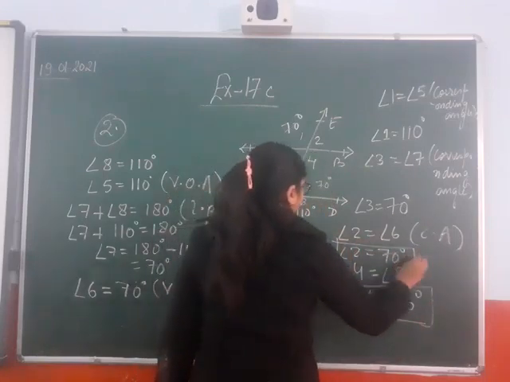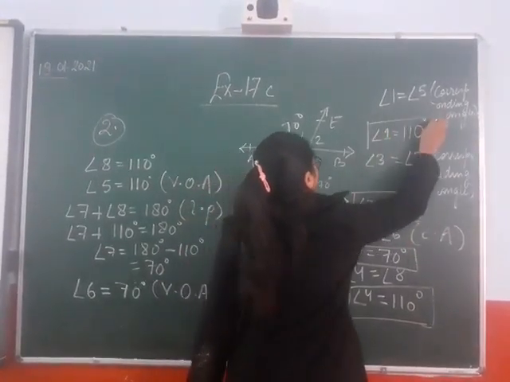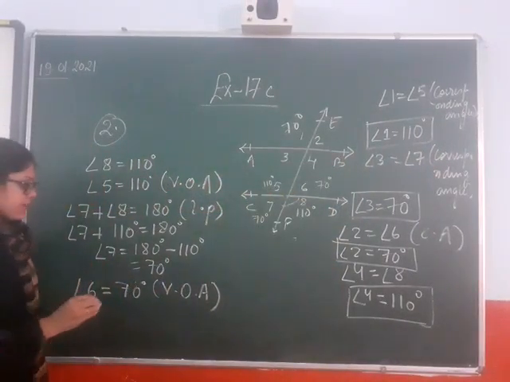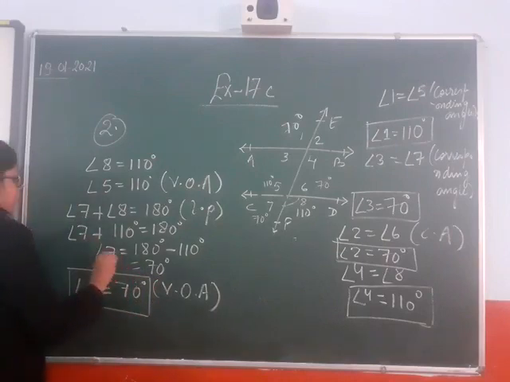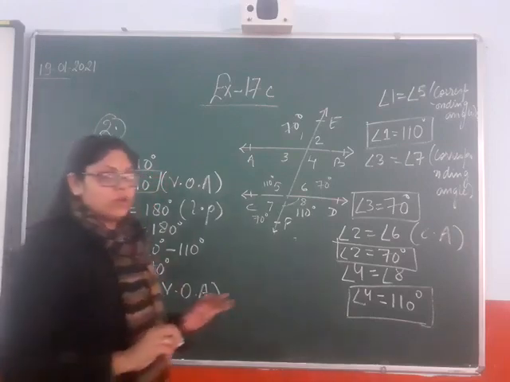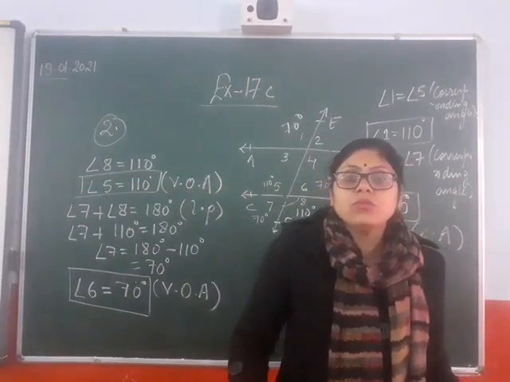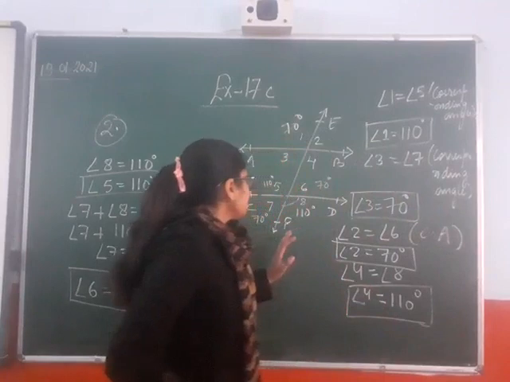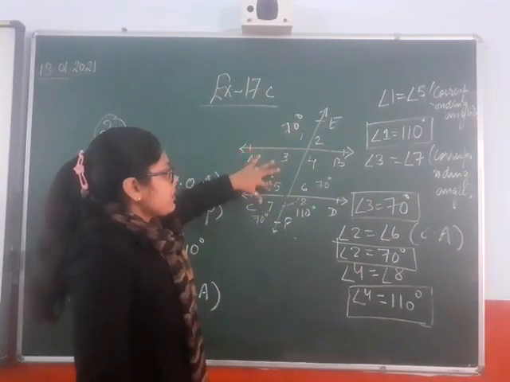I got angle 2 from here, I got angle 3, angle 1. Okay, these all four angles I got with the corresponding angles concept. Angle 6 I got, angle 7 I got, angle 5. So we got all the rest of the 7 angles from here. Okay, so you can use any other concept also. As you got this 110 degree, you can take out 5 plus 3.